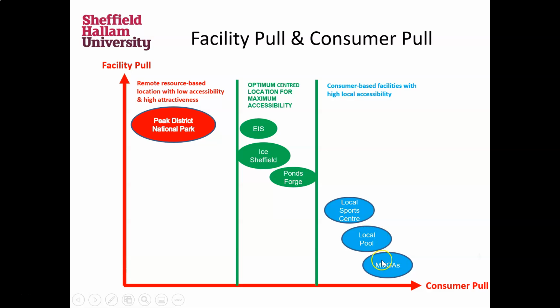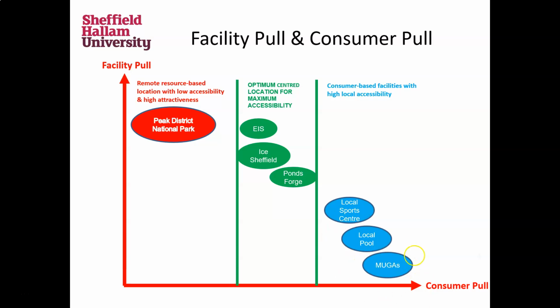And MUGAs really exert a much lower facility pull. And when I talk about multi-use games areas, I'm not talking about full-size artificial grass pitches. They would have a similar facility pull and consumer pull relationship as a local sports centre. Multi-use games areas are really those very small kickabout areas, which you probably don't have to book, which are open access, which aren't staffed, and so on.